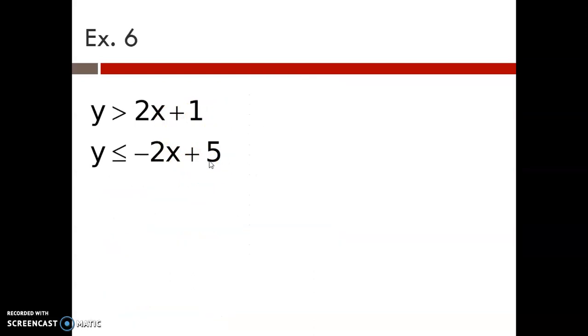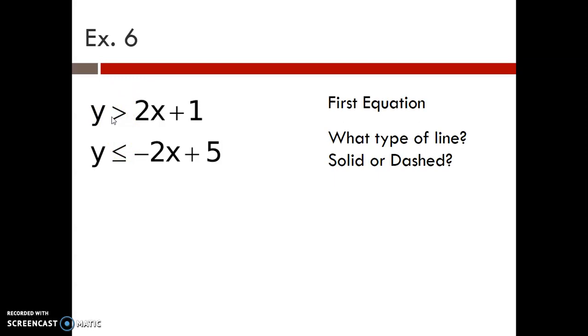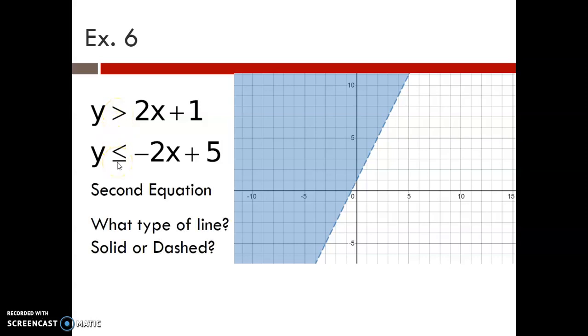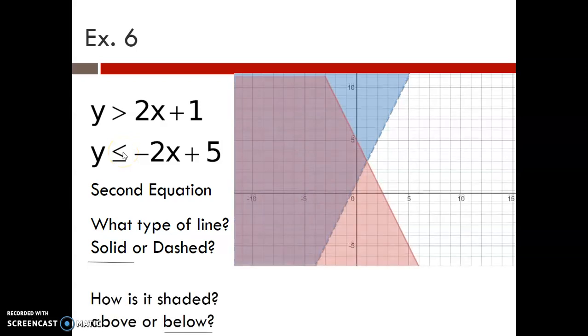Okay, let's look at another one. This time it's the same inequalities, but we flipped over our symbols. In our first inequality, we now have a dashed line because it's a greater than symbol. And because it's greater than, that means we are shading above. So that's what this is going to look like: shading above the blue line this time, and it's dashed. In the second inequality, we've got less than or equal to, so this is going to be a solid line. And because it's less than or equal to, we are shading below the line. So it's going to look like this.